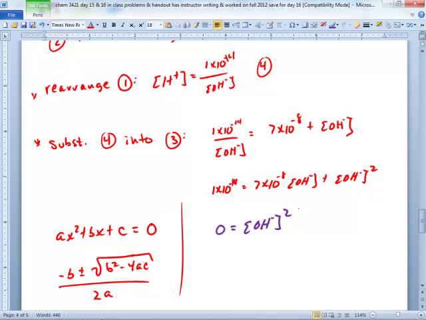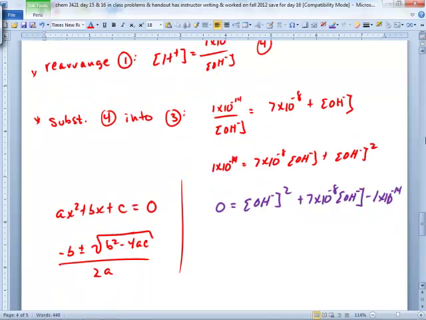Right? So hydroxide squared plus 7 times 10 to the negative 8 OH minus 1 times 10 to the negative 14. Okay, so now you know what your A and your B and your C are. You recognize C's negative. Plug him in. See what you get.